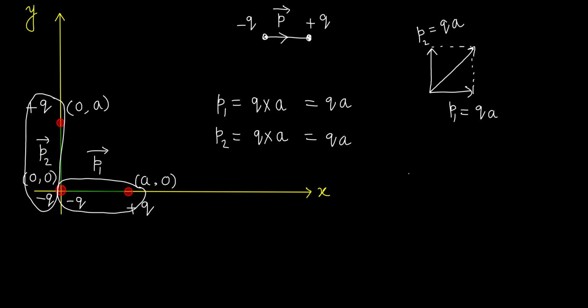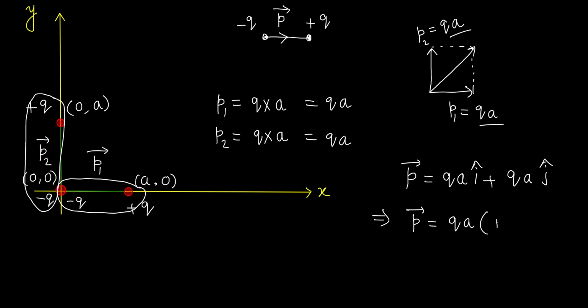Suppose you want to write the total dipole moment, you can simply write it as the x component multiplied by i cap plus the y component multiplied by j cap. We see here the x component is q into a and the y component is also q into a, so the total dipole moment of the system can be written as q into a times i cap plus q into a times j cap, where i cap is the unit vector along the x-axis and j cap is the unit vector along the y-axis. Further, you can take q into a common and write it as qa times (i cap plus j cap). So in vector notation, this will be your answer.